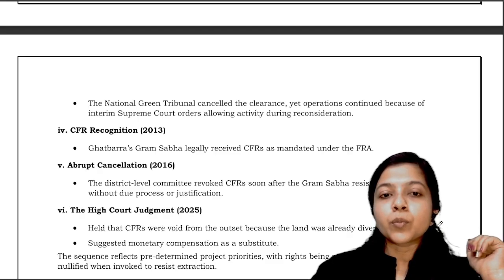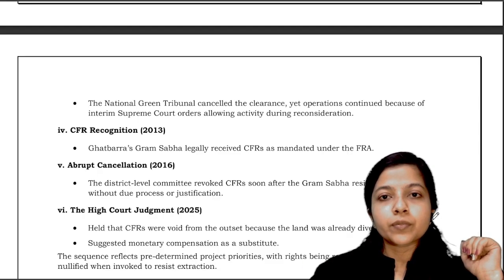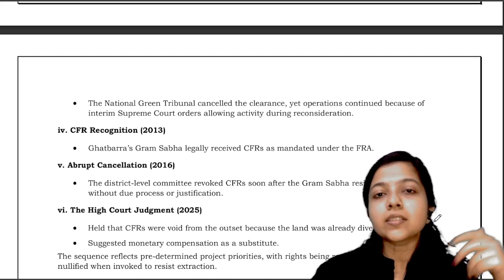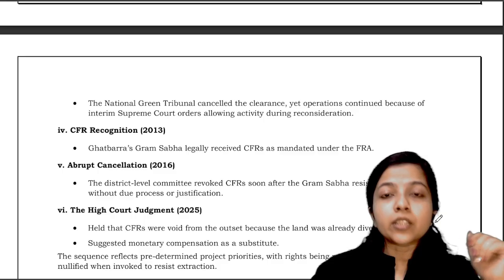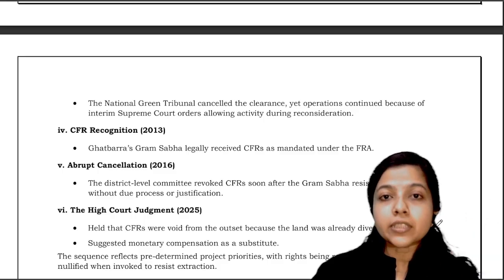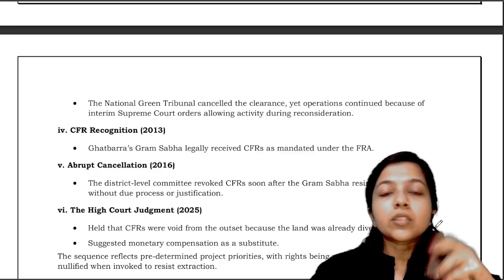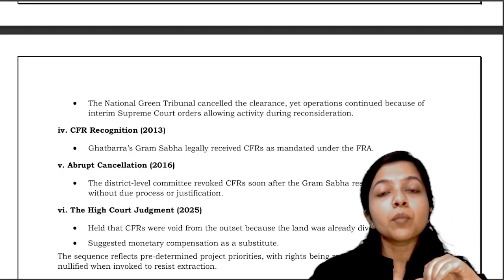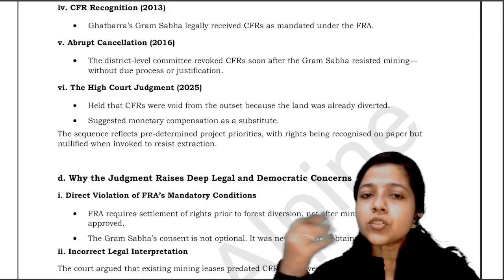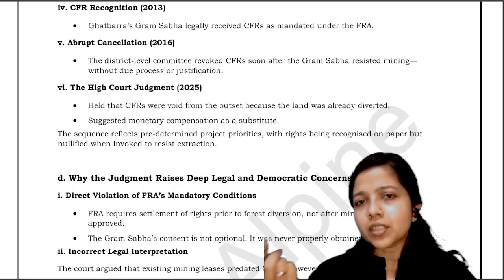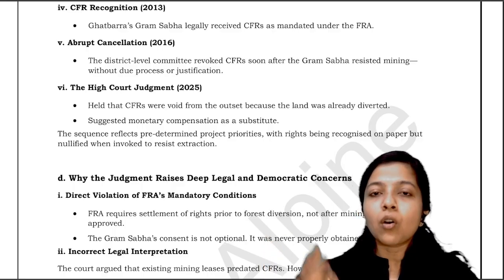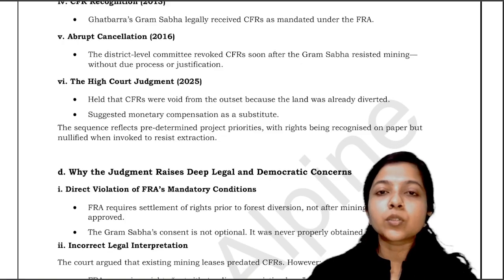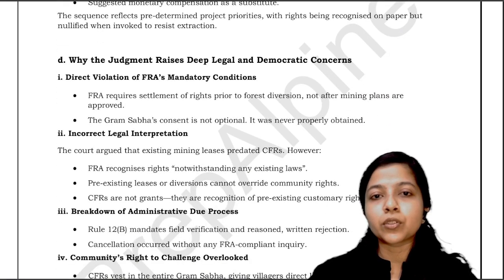Again, the Gram Sabhas opposed it, and finally they approached the court. And guess what happened? The court says that since the mining has already started, since the rights have already been diluted, or since the land has already been diverted, now nothing can be done. And over all this, the court also suggested monetary compensation. Now, the question here is, can monetary compensation reverse the irreversible damage that has been done to these forests and the rights of these communities?